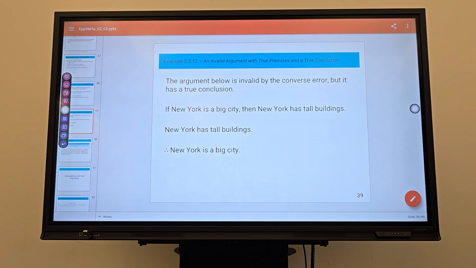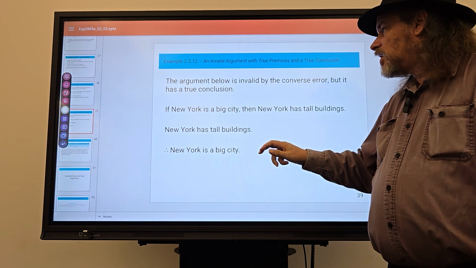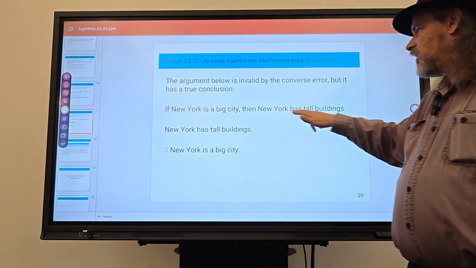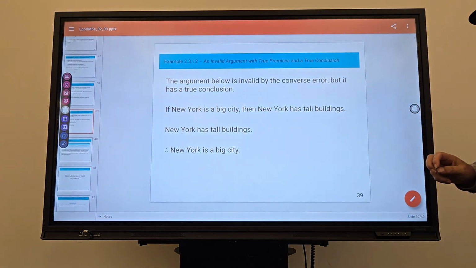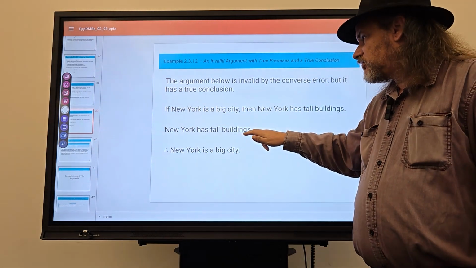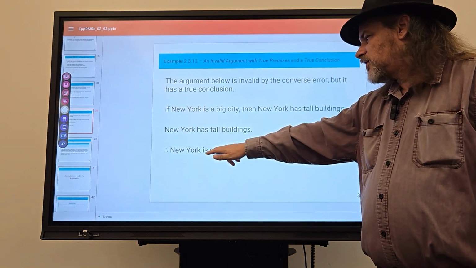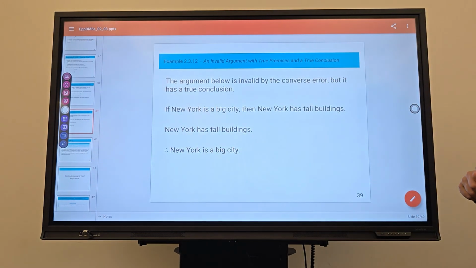This is an invalid argument with true premises and a true conclusion, just by coincidence. If New York is a big city, then New York has tall buildings. New York has tall buildings, therefore New York is a big city.